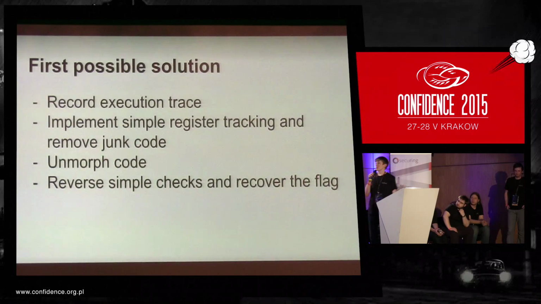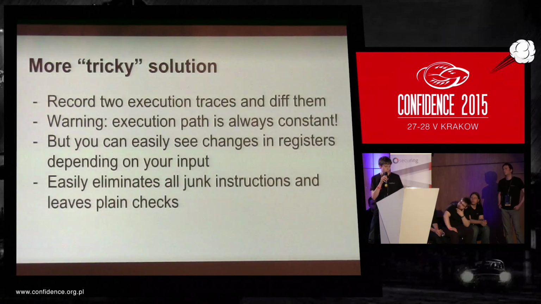So you could record an execution trace and then implement some optimization like register tracking and removing junk code. Then unmorph the code, because the morphing was really simple, and just read the checks. But that's a time-consuming solution. But there was a more tricky solution.